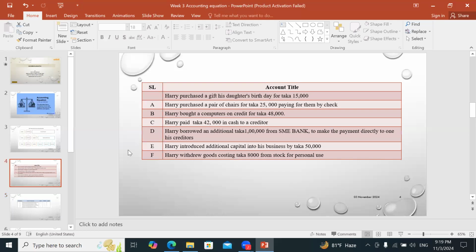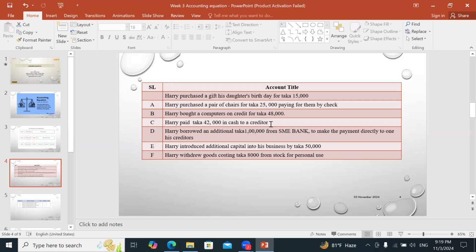Next, Transaction C. Harry paid taka 42,000 in cash to a creditor. Paid cash means cash out. Cash is an asset. So cash out means asset decrease. Asset side decrease.